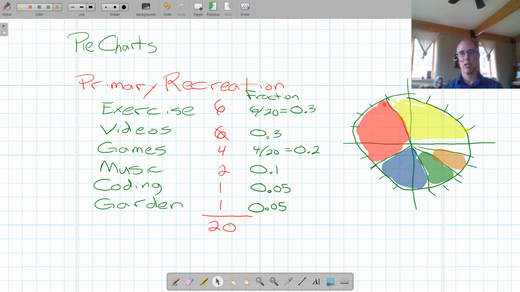So what was the important part here? The important part here was I made my fractions, and then I had to find what part of around the circle that is. And then we make it pretty to the best of our ability.